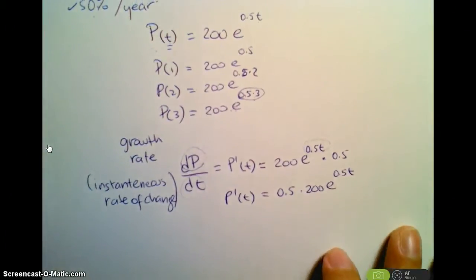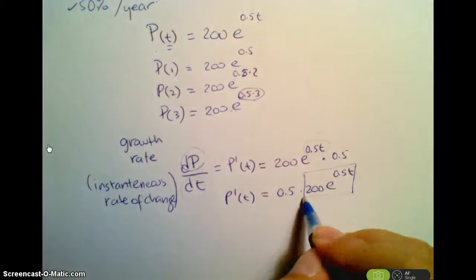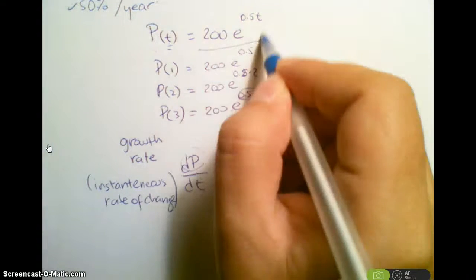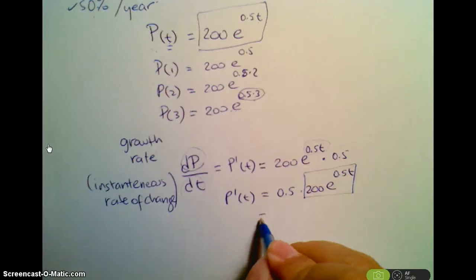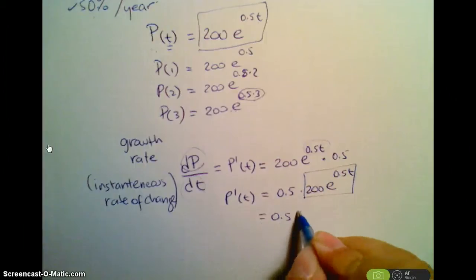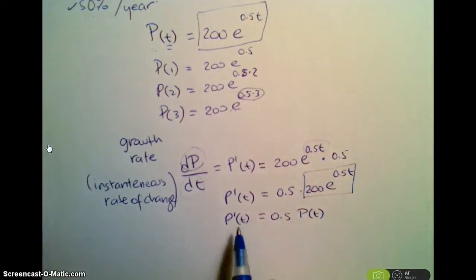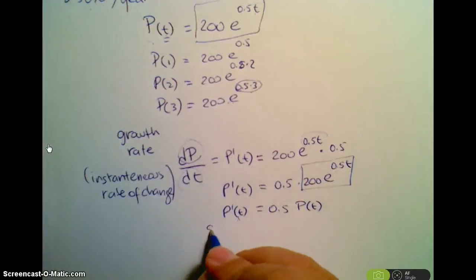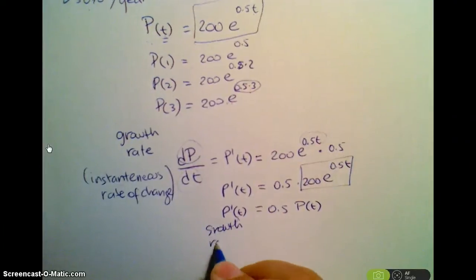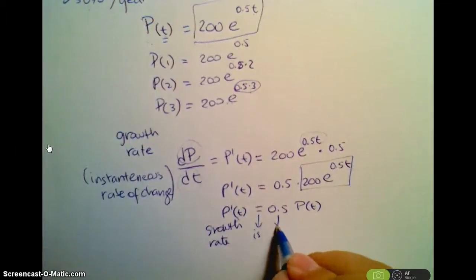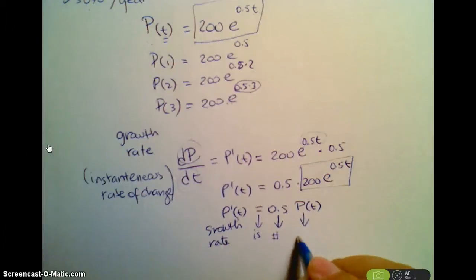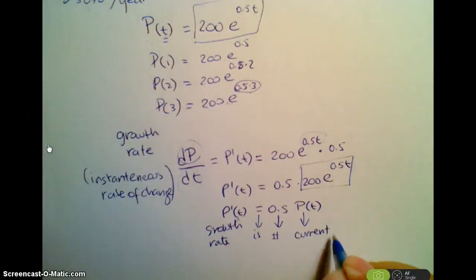But let's look at something interesting here. This is nothing but the original equation. So I could say that this is 0.5 times P of t. So now let's read it again. The growth rate is a number times the current population.